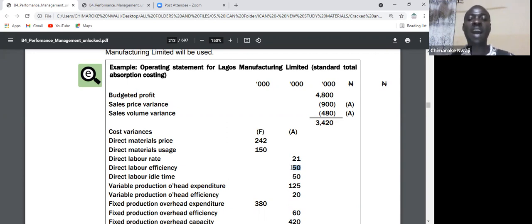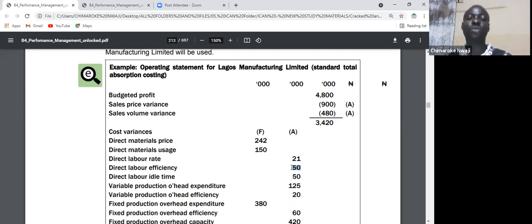Now, there is direct labor idle time. Although we didn't calculate idle time, what is idle time? Idle time is the difference between the number of hours worked for and the number of hours we are paid for. So you are paid for 4,200 hours, so to speak, and you worked for 4,100 hours. That means the difference is idle time. So the time that you are paid that you didn't work is idle. If you remember, in our question we are given 4,200 hours paid for, 4,100 hours worked for. So the idle time here should have been 100.